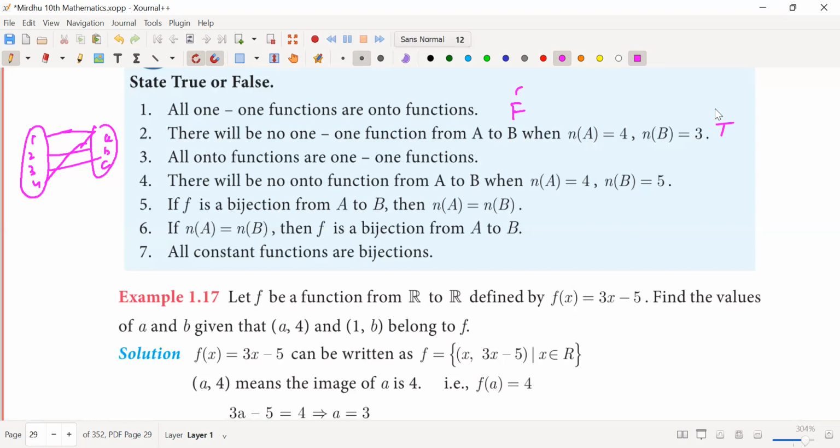You didn't see that? No. See, this kind of error is where you will be losing marks. You'll be getting maximum marks, but you'll be losing because you're not viewing it uniquely. Right? Each and every word can differentiate. All onto functions are one-to-one functions.